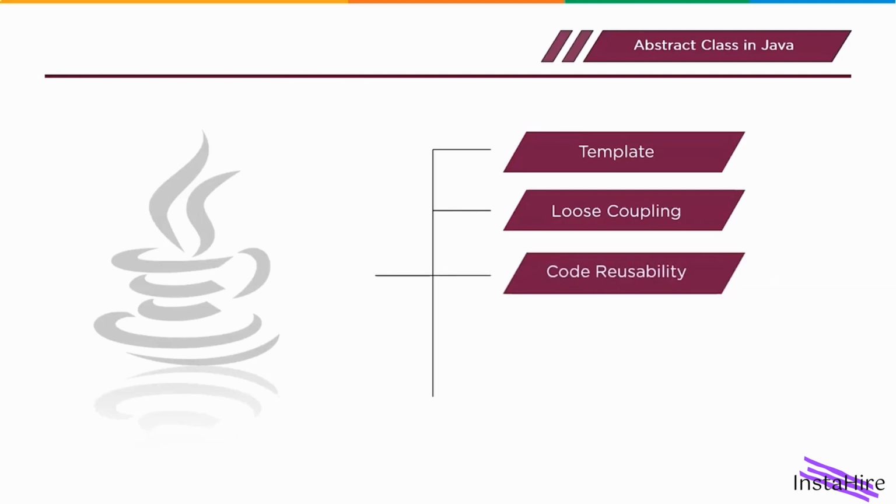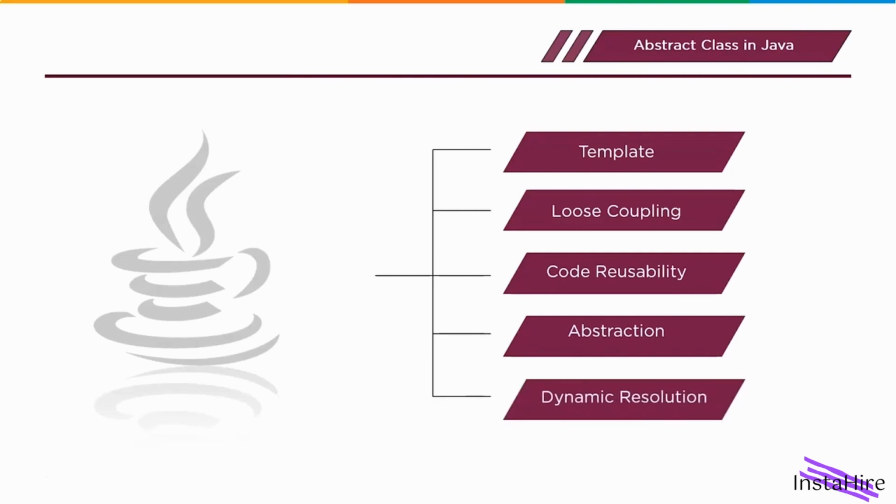Followed by loose coupling, we have the next major feature, that is code reusability. Using abstract classes, there is a high chance of reusing your code, which saves time and energy. The fourth feature is the process of abstraction itself. This keeps the user from complex implementations and only provides the required information. And the last important feature is dynamic code resolution. Now that we know the features of an abstract class, we will continue with an example for a better understanding of an abstract class in Java.